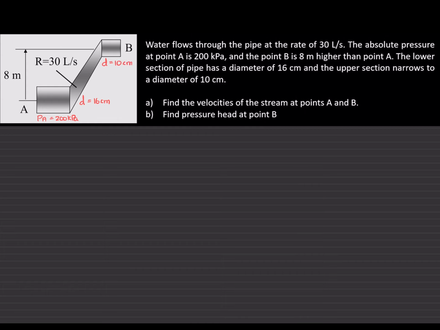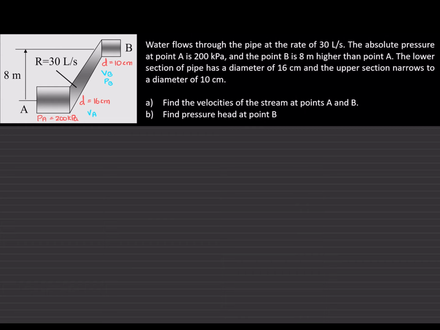Part A of the question asks us to work out the velocity of the stream at point A and point B. So we need to work out what is VA and we need to work out what is velocity at B in here. And the second part of the question wants us to work out the pressure head at point B. So I'm just going to label that to be PB for the moment.